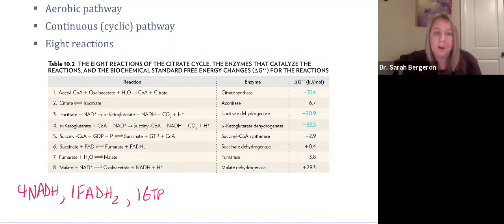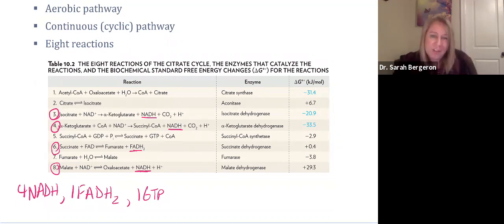So remember how I said there were 4 redox reactions. So you need to know which 4 of those reactions are redox reactions. So it is 3, 4, 6, and 8 that are our redox reactions. And if you look at this, how do you know that these are redox reactions? What are you producing? You're producing NADH, you're producing FADH2, and another NADH. So these are all reactions where you have redox occurring. So if you look at the enzymes for these reactions, you can predict what kind of reaction it's going to be just from the name.